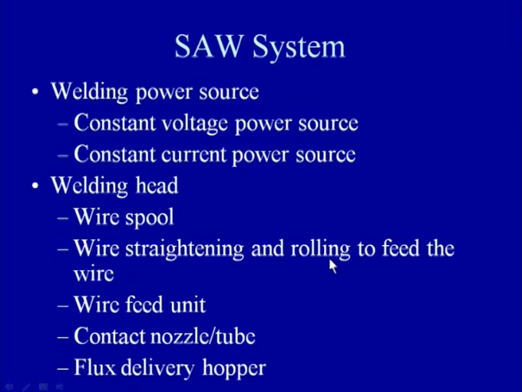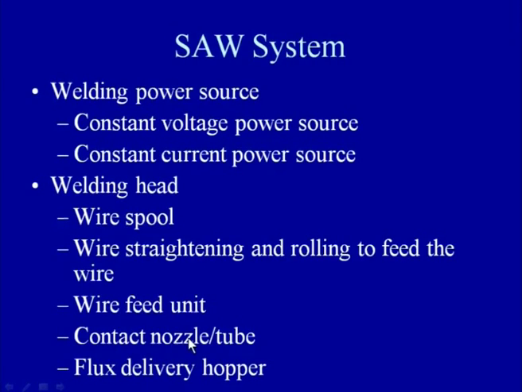So, the rollers, meaning the feed system, are there to feed the wire into the arc zone after straightening it. Then there is the wire feed unit. The wire feed unit helps to feed the electrode at either a constant rate or a varying rate, depending upon the kind of power supply being used or the approach being used for controlling the arc length. Then there is a contact nozzle or the contact tube.